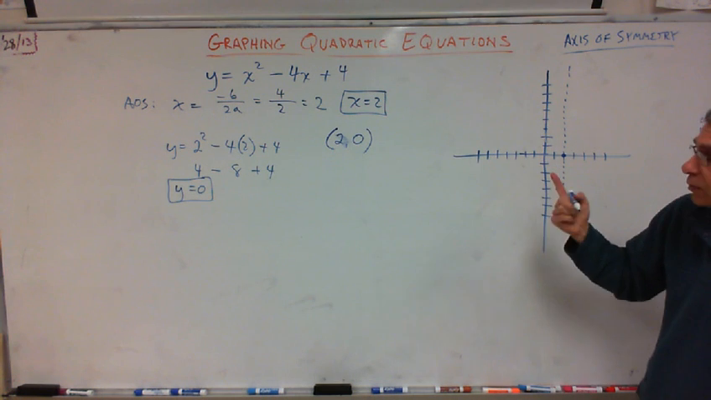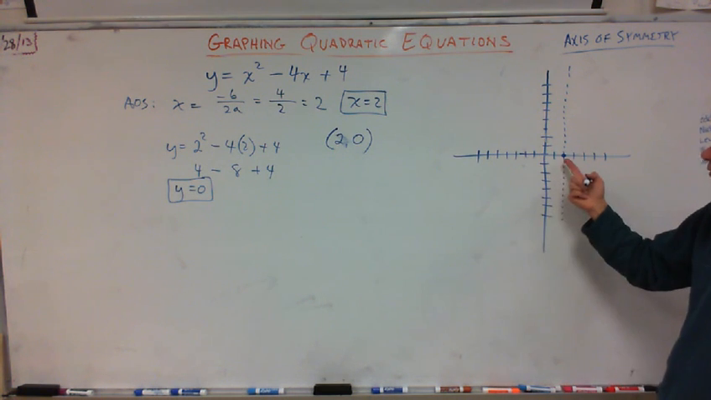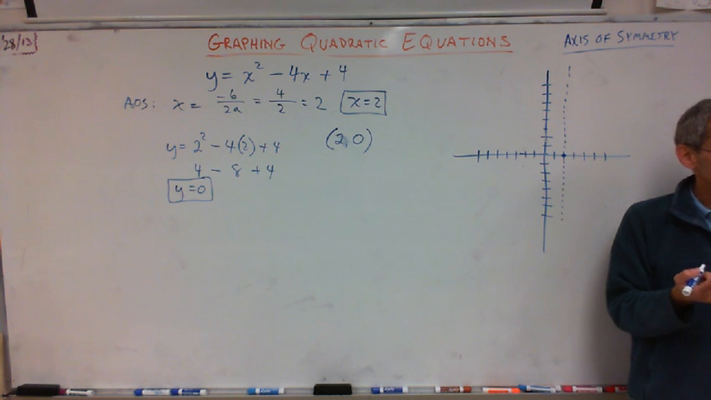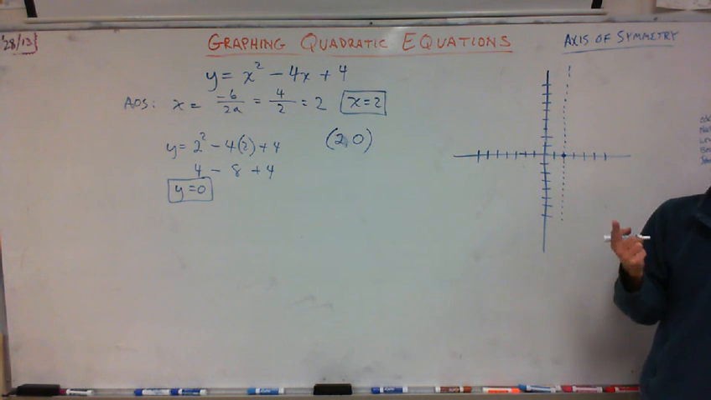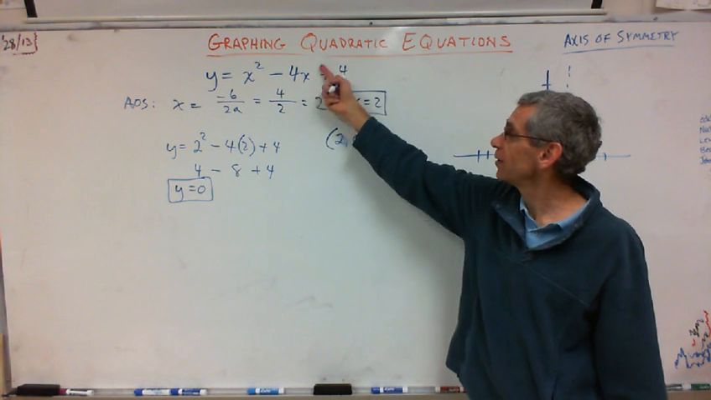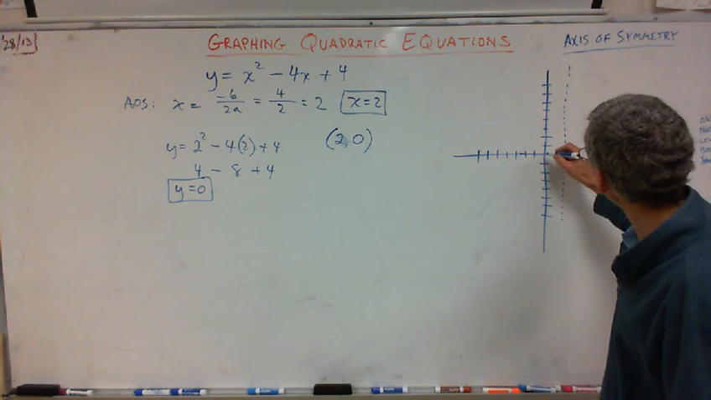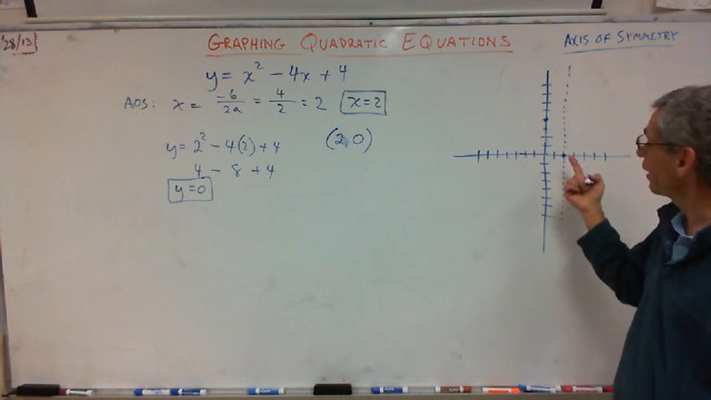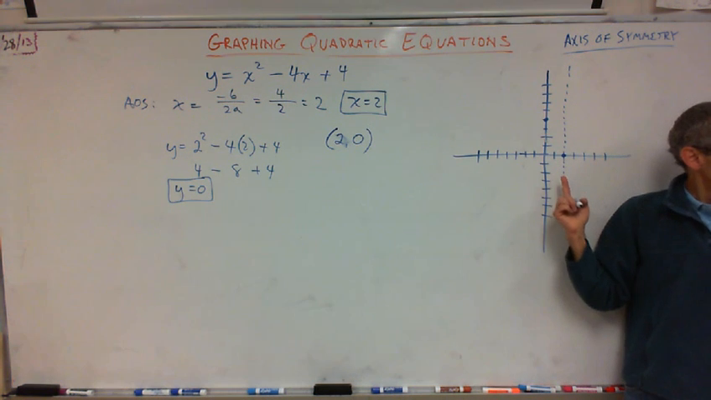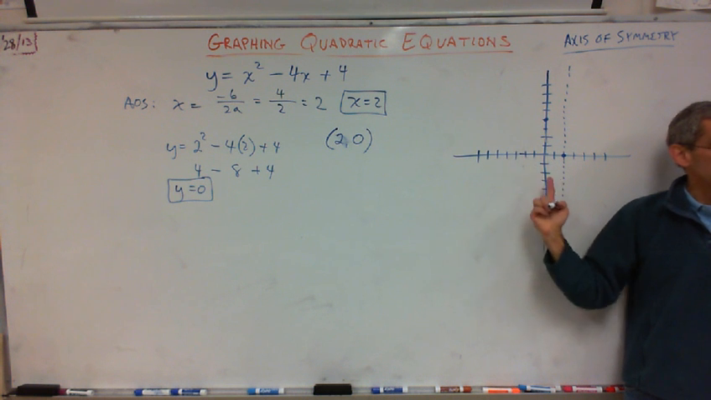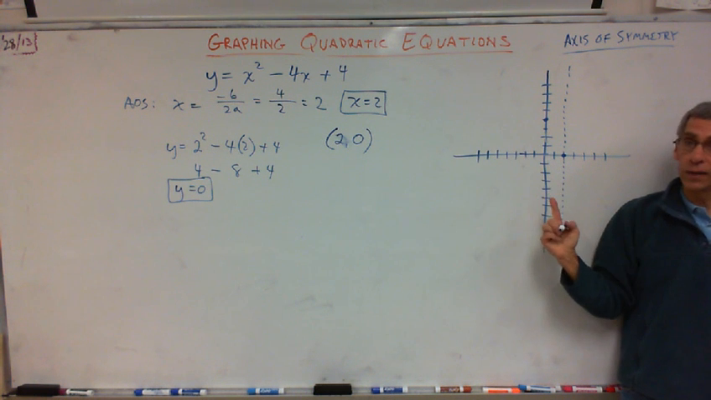So great. Now let's think, okay, we need to find another point. What's our y-intercept? 4, right? Our y-intercept is the last number in the equation. So I can immediately go 1, 2, 3, 4, and put a dot. I have now found the vertex and 1 point off the side. I need to find one more point.